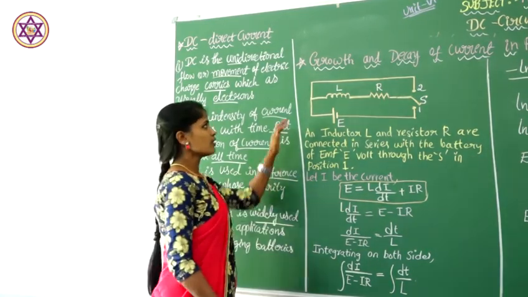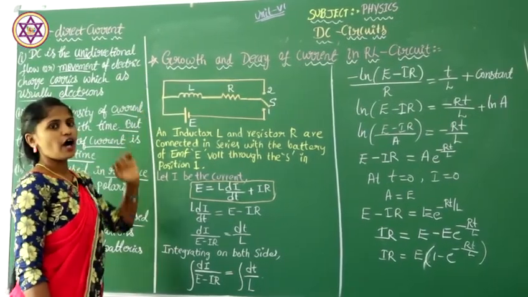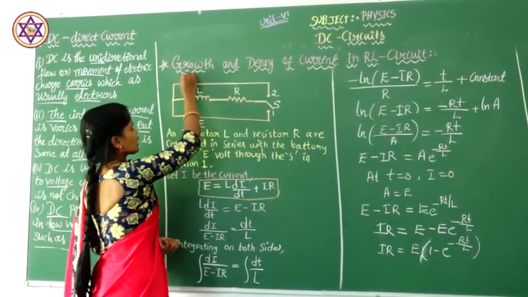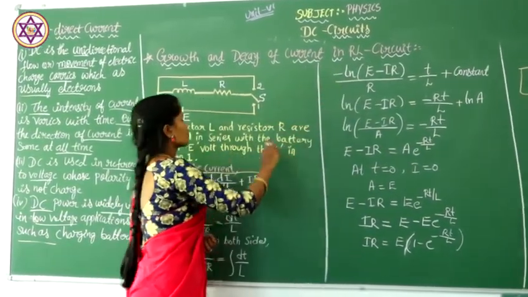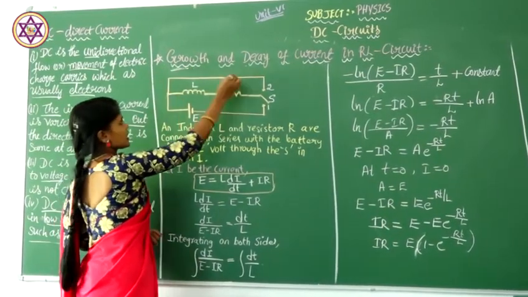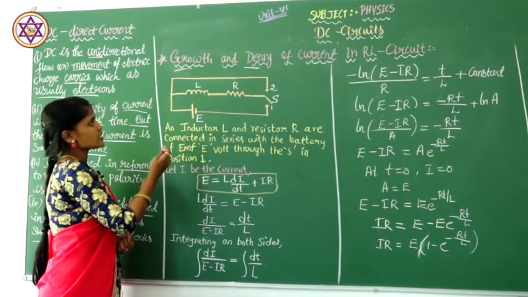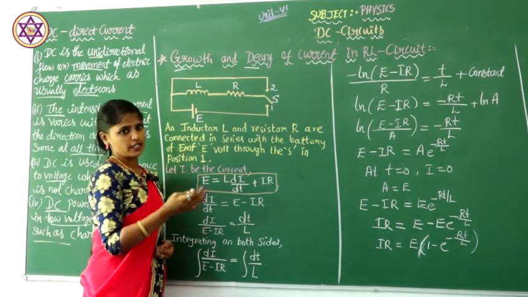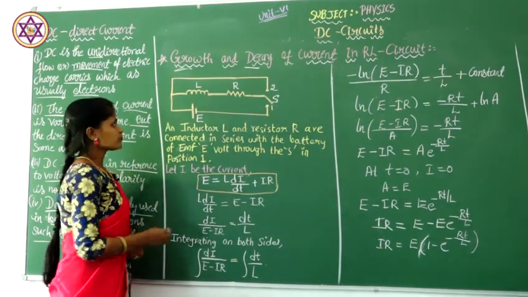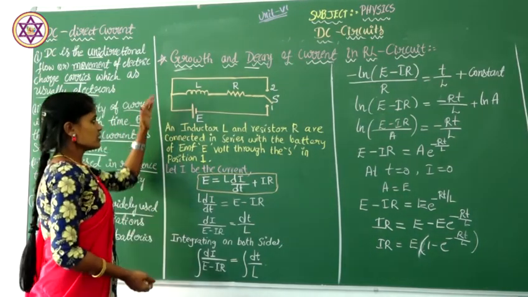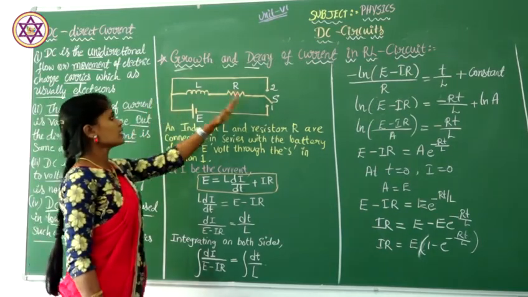Next, move on to the concept of growth and decay of current in an RL circuit. Growth means increase, decay means decrease; in other words, the increase and decrease of current in an RL circuit. Here this is a circuit diagram of the RL circuit.